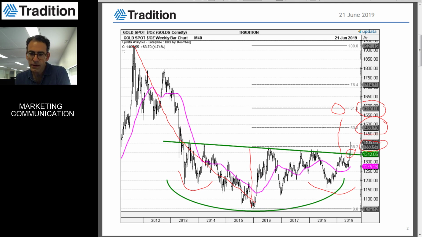even above 1600 and potentially in the 1650 area. So a lot of upside targets available on gold, and a rally which is likely to continue in the medium term.